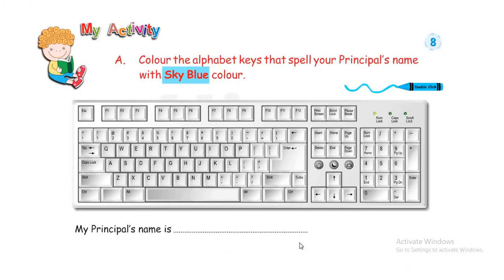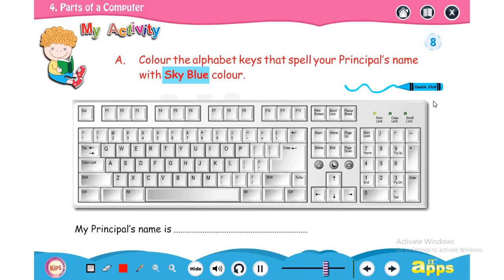Color the alphabet keys that spell your principal's name with sky blue color. Okay, our principal's name is Mrs. Seema Mane. So take a color, write our principal's name, Mrs. Seema Mane, and take a sky blue color and color it. S-E-E-M-A M-A-N-E, Seema Mane. Okay, now next.